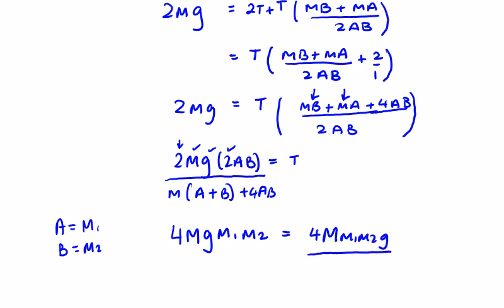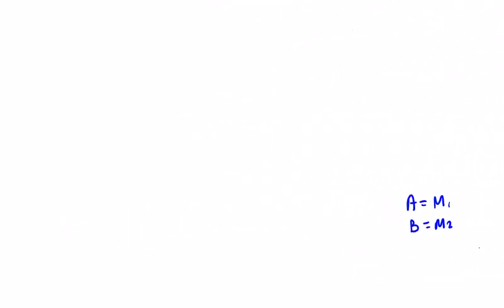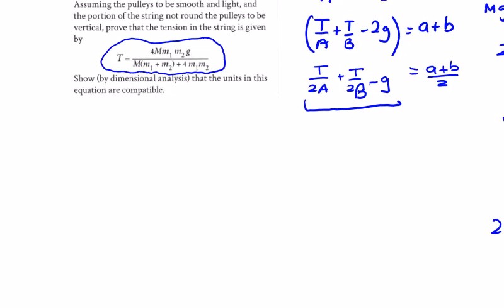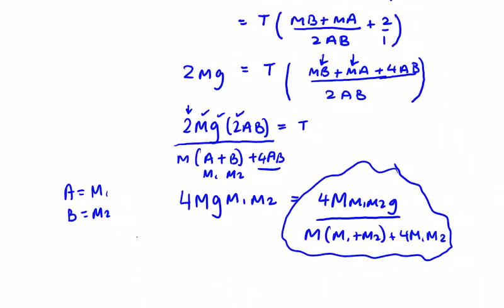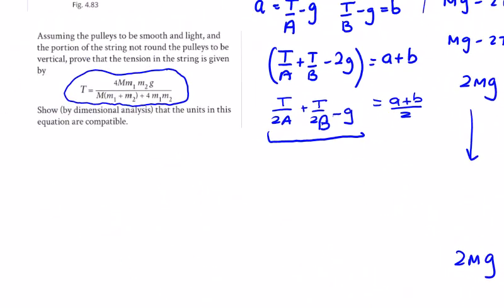How ridiculous is this? Then we have m1 here and m2, so big M times m1 plus m2. Have you lost the will to live? 4AB is plus 4 m1 m2. So let's see, does this match what they were looking for? 4 M m1 m2 g, the top line's correct, and then big M times m1 plus m2 plus 4 m1 m2, all correct. And I haven't done dimensional analysis with you yet, but we'll do that another day. So that's number 4.